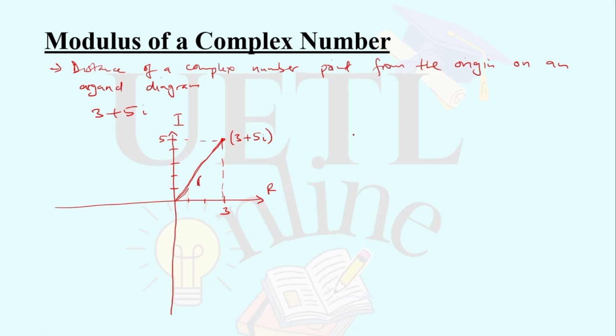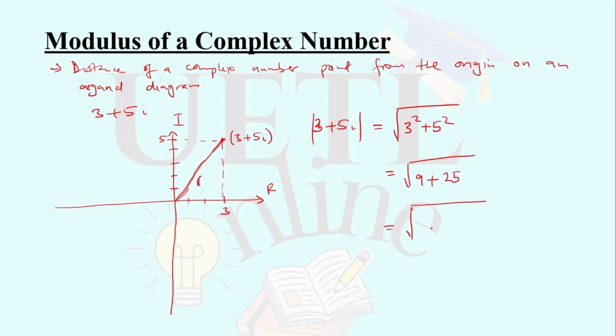The modulus of the complex number 3 plus 5i is found by saying 3 squared plus 5 squared. In this case, we get 9 plus 25, which is going to become root 34. So this becomes our modulus. This distance is root 34.